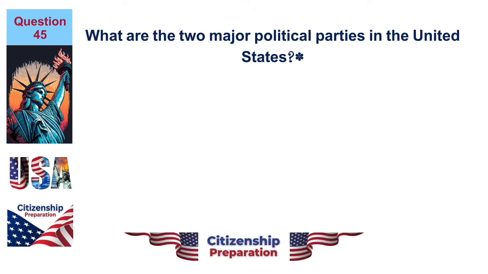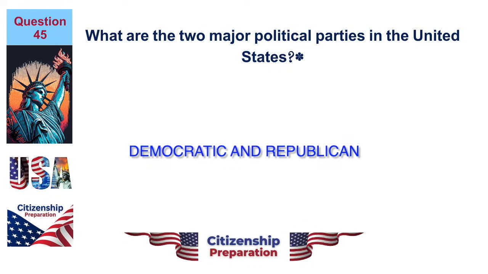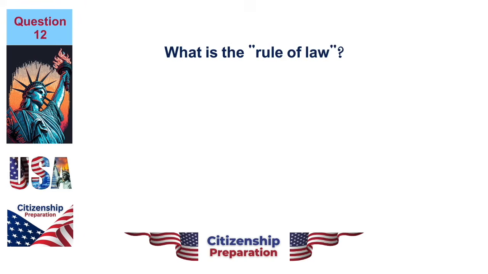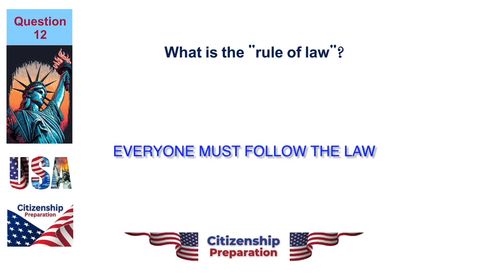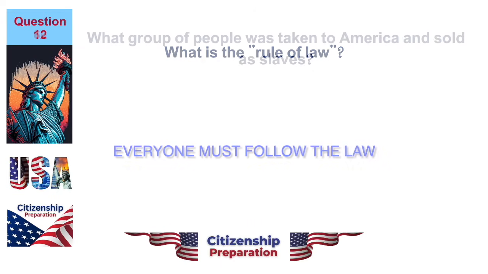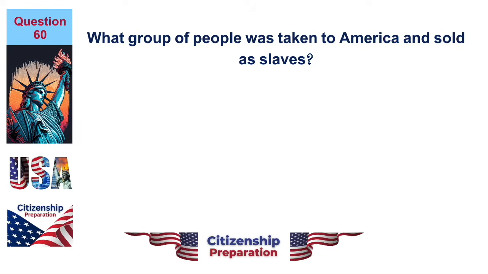What are the 2 major political parties in the United States? Democratic and Republican. What is the rule of law? Everyone must follow the law. What group of people was taken to America and sold as slaves? Africans.